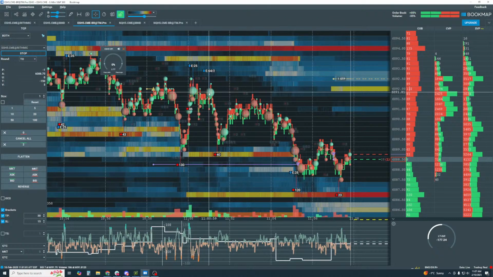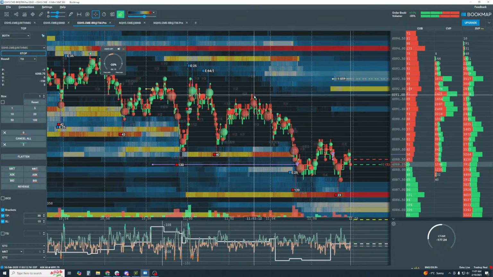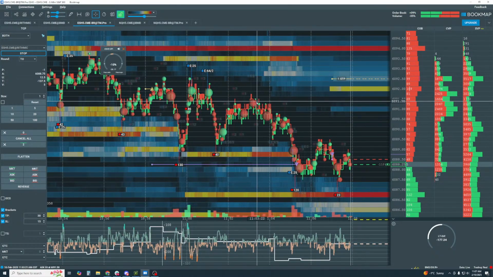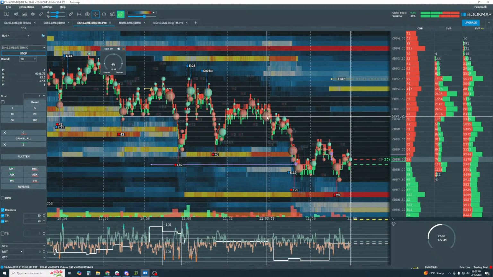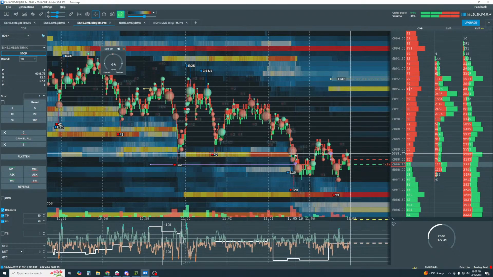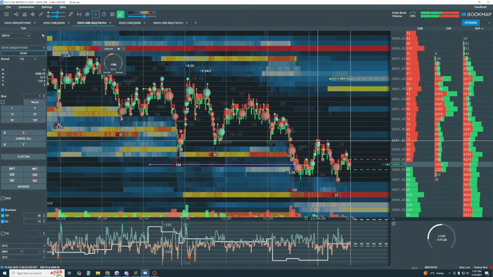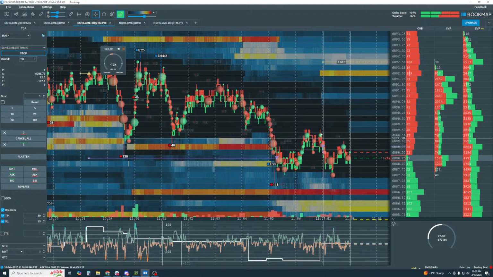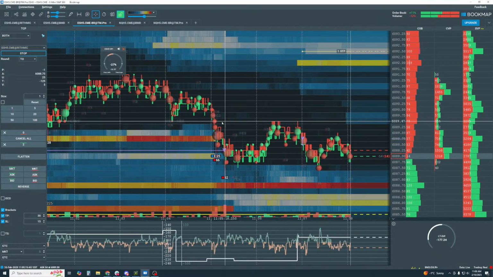Now the idea in here for the short is, okay, sellers, we have identified sellers taking control here. Buyers tried, they couldn't. We see a lower high and we don't see much buying at all. We see selling clusters. So we get the move down, and then we had a little pullback here, and that's where we're getting in, on the pullback here.